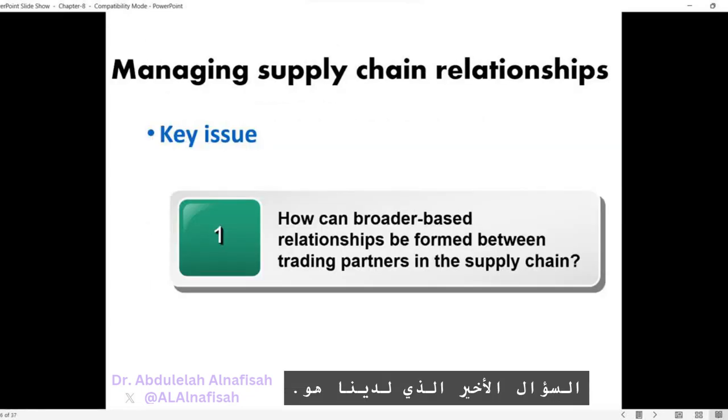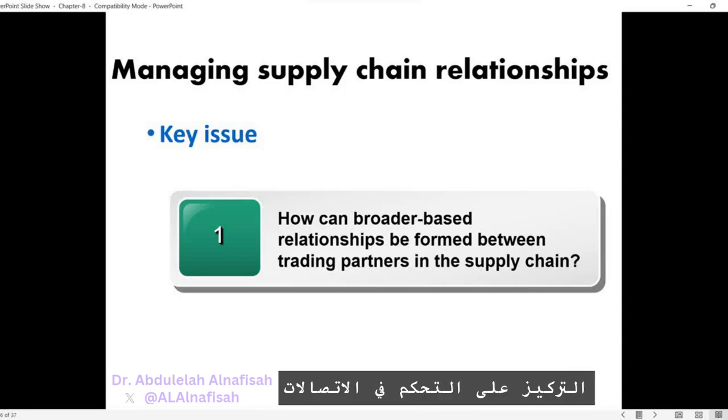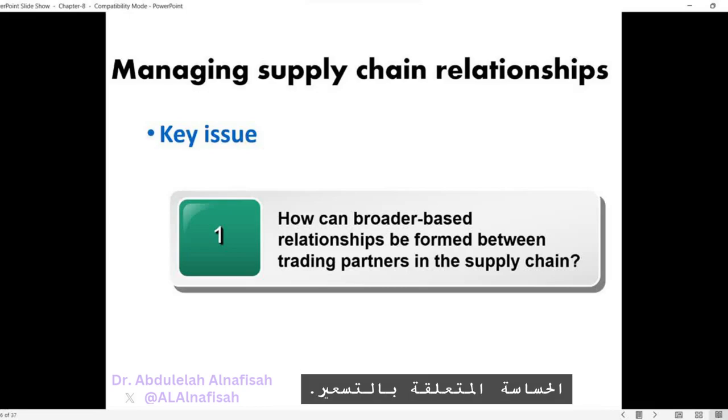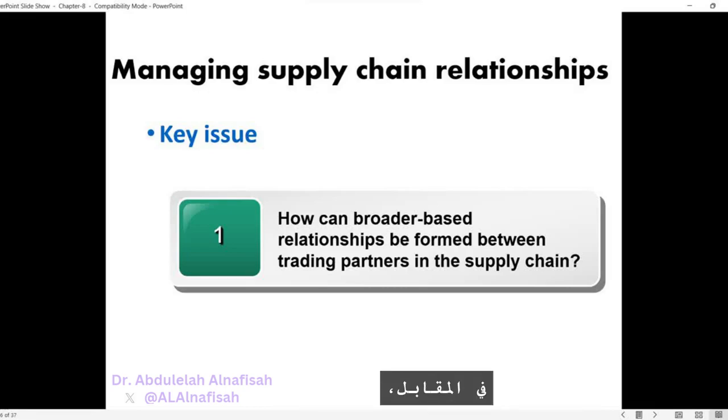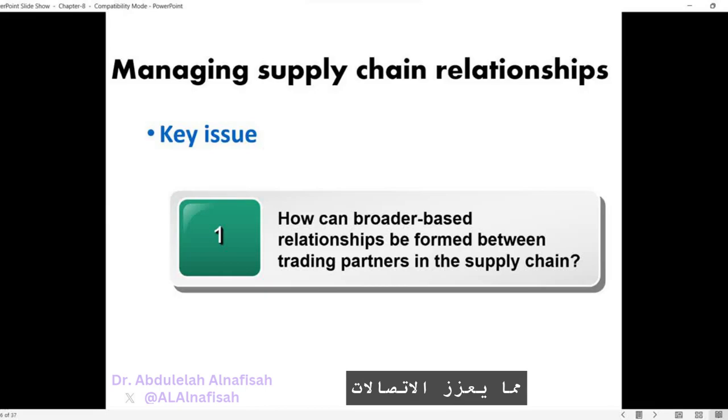Okay. The last question we have is, how can broader-based relationships be formed between trading partners in the supply chain? You need to understand that the traditional supplier-customer relationship involves limited contact between the buyer and salesperson, with a focus on controlling sensitive communications related to pricing. In contrast, the diamond model promotes active relationship management and supplier development processes, fostering multifunctional contacts.